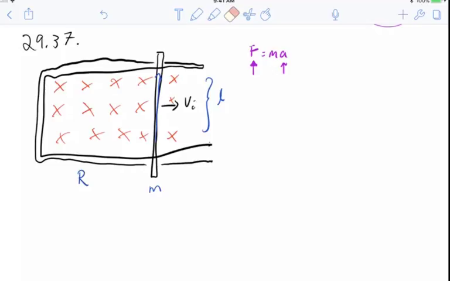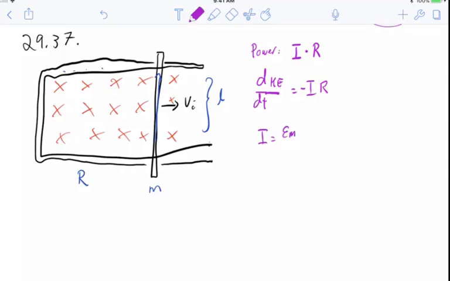What I do know, though, is the power, right? The power used is going to be the current in the bar squared times R. It's the power used by electrons trying to push their way through this resistor system. And the power there is going to be the rate of change of the kinetic energy of the system. Okay, so what's the current? The current is going to be the EMF divided by R. Okay, hold on.